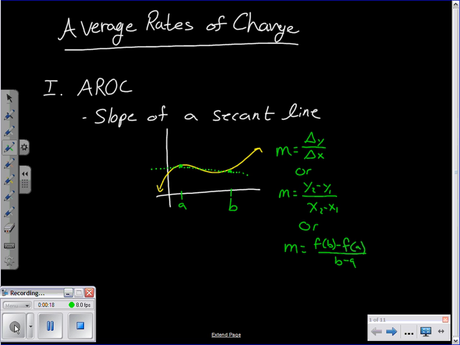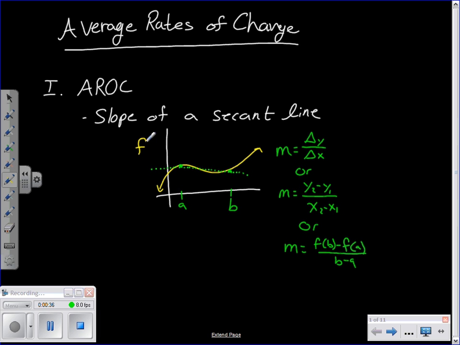So if I were to take some random function f, so I have f here in yellow, and I wanted to find the average rate of change between point A and point B, what I could do is connect those two dots, and the slope of that line represents the average rate of change.